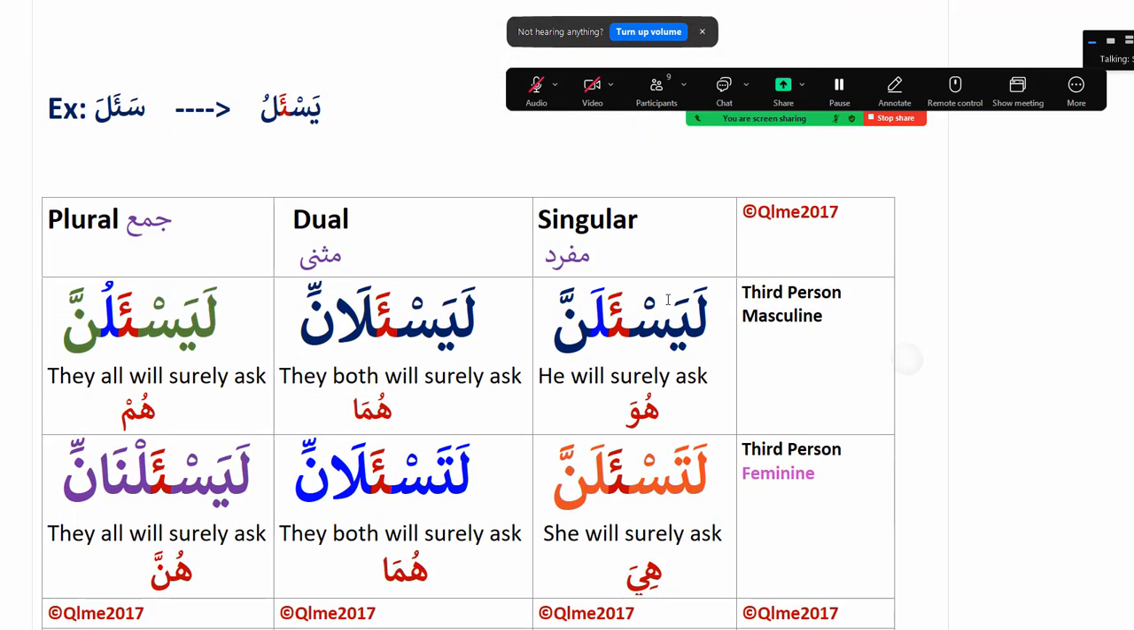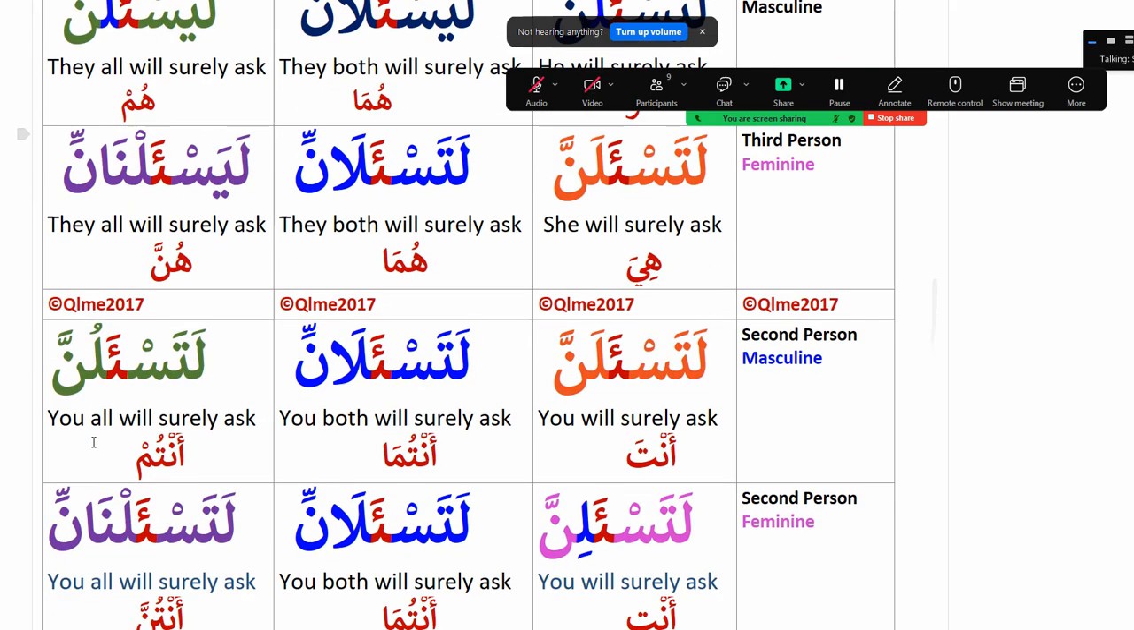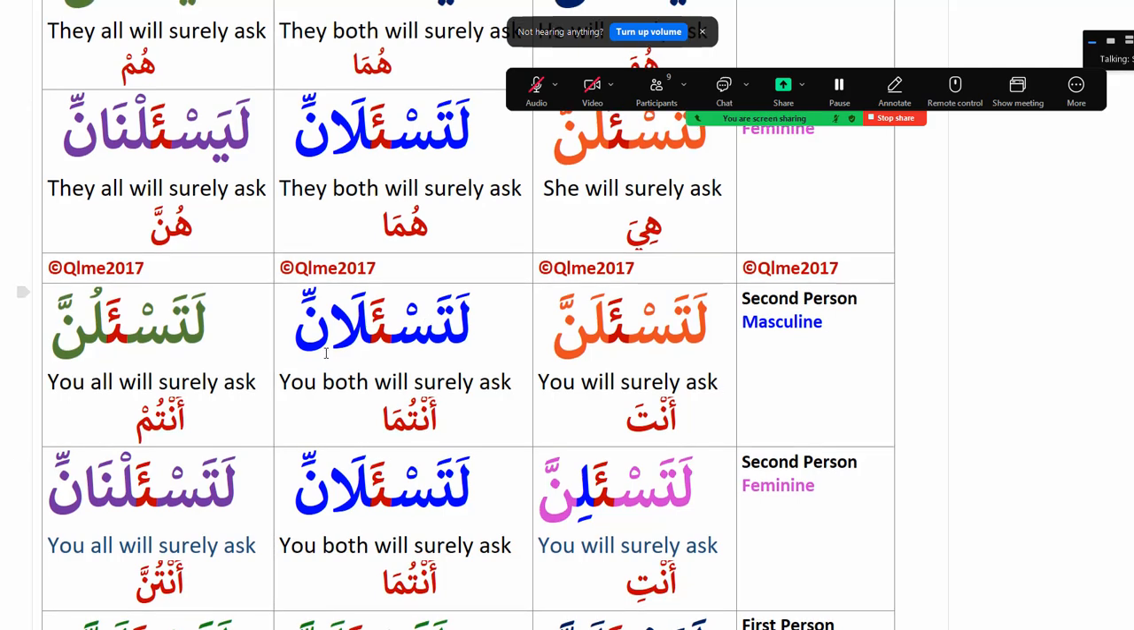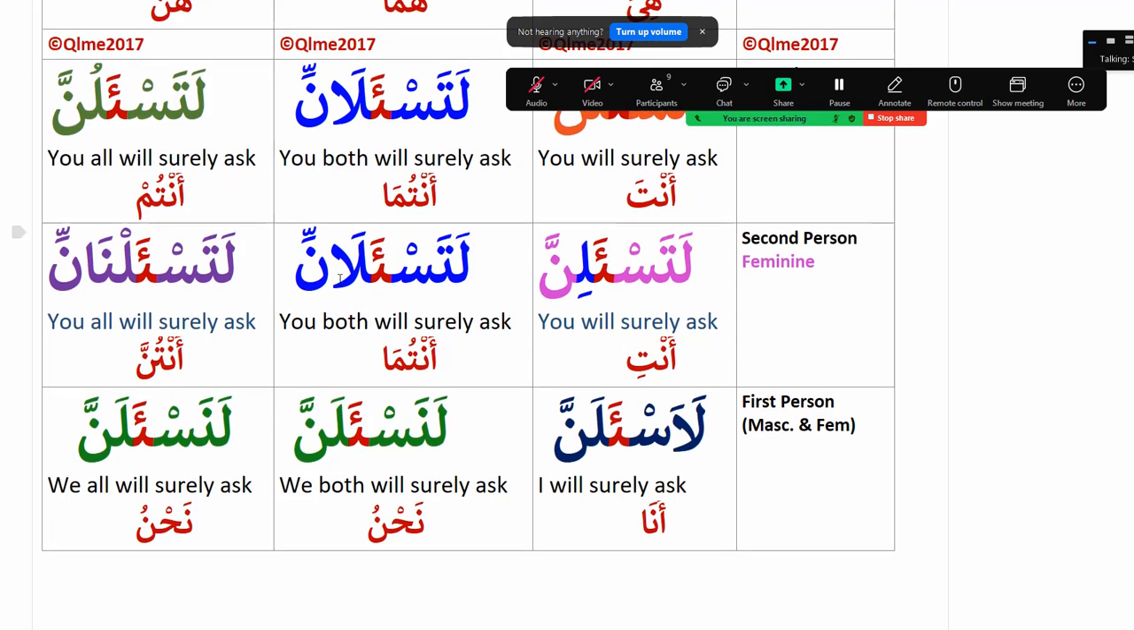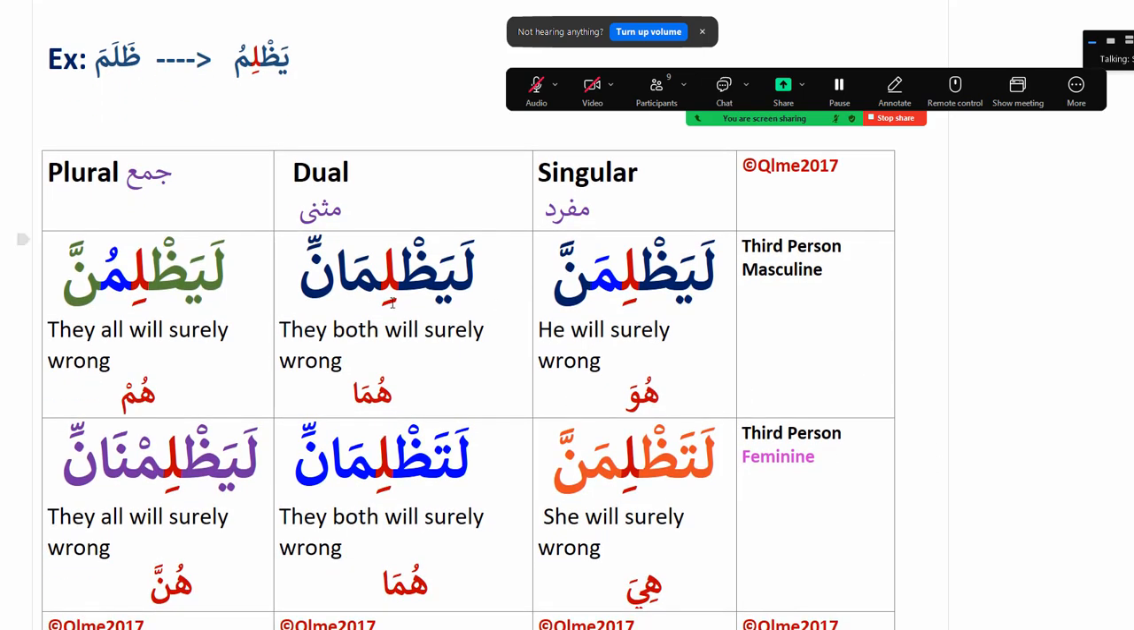MashaAllah. And we also have la yas'alanna, la yas'alani, la yas'alunna, la tas'alanna, la tas'alani, la yas'alnani, la tas'alunna, la tas'alinna, la tas'alnani, la as'alanna, la nas'alanna. And for ظلم يظلم: la yadhlimanna, la yadhlimanni, la yadhlimunna.